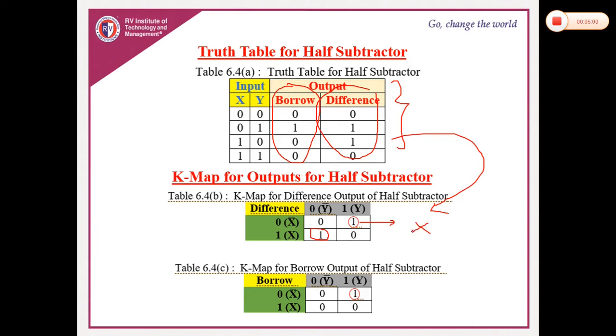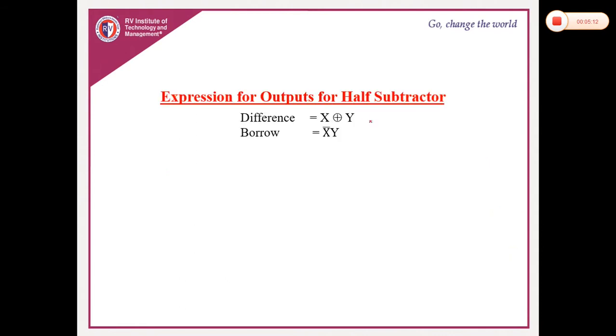So it is again x bar y plus x y bar, which is nothing but the XOR operation with x and y. So it is nothing but x XOR y. So the difference is the same as the sum, that is x XOR with y.